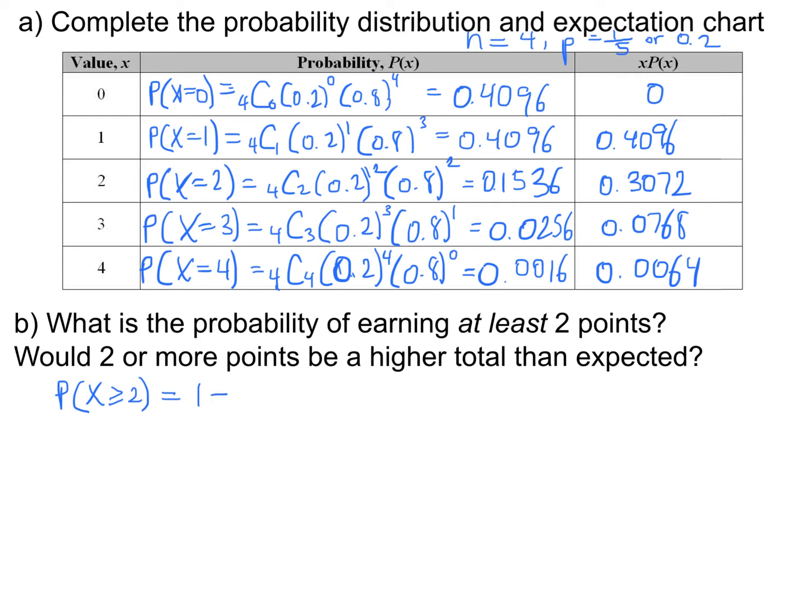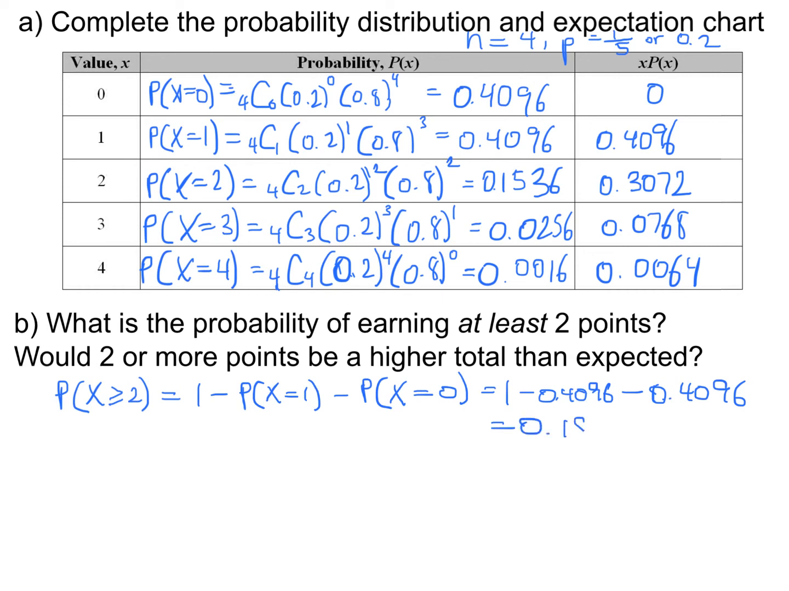So I'll just do the indirect method here. 1, take away the probability of winning 1 time. Subtract also the probability of winning 0 times. Right? That's 1 minus 0.4096. Take away 0.4096. So you should get 0.1808. So that's the probability of earning at least 2 points.